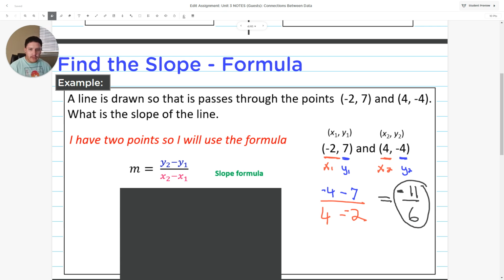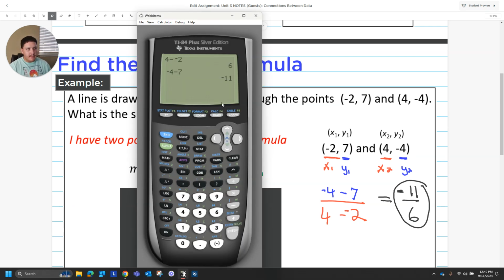If it could reduce, we will try and reduce it on the TI-84 by doing the following. Pressing Math, Enter, Enter. Oh, I'm sorry. First type up the fraction, so -11 divided by 6. And then Math, Enter, Enter. And we see that it's already in its reduced form, so we don't have to do anything.